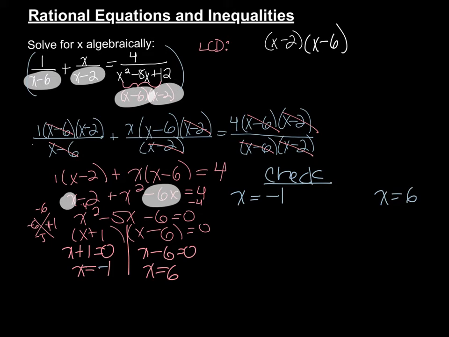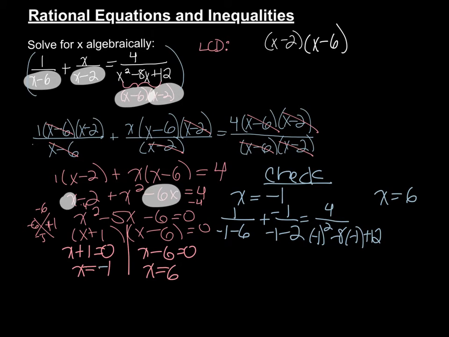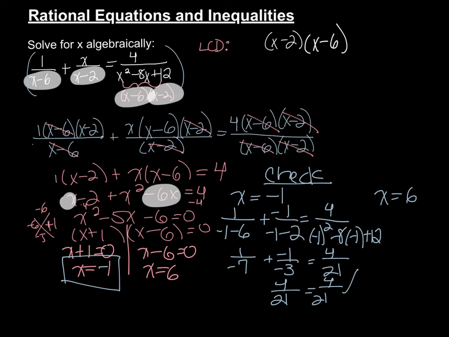For when x equals negative 1, it's 1 over negative 1 minus 6, so we're plugging into the original equation, plus negative 1 over negative 1 minus 2 equals 4 over negative 1 squared minus 8 times negative 1 plus 12. So this is going to give me 1 over negative 7 plus negative 1 over negative 3 equals 4 over 21. If you type it into your calculator, this gives you 4 over 21 equals 4 over 21, which is correct. So x equals negative 1 is a solution.